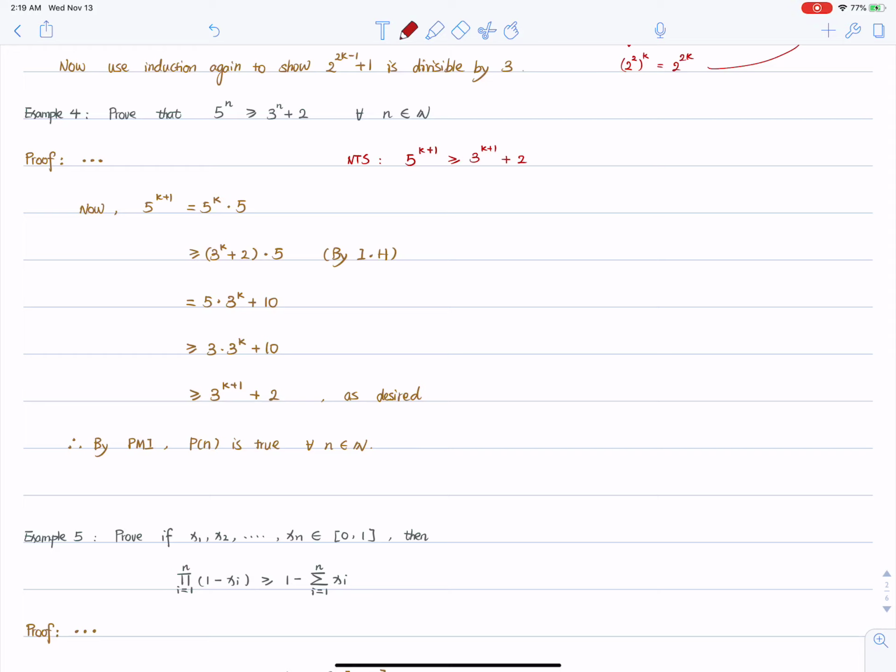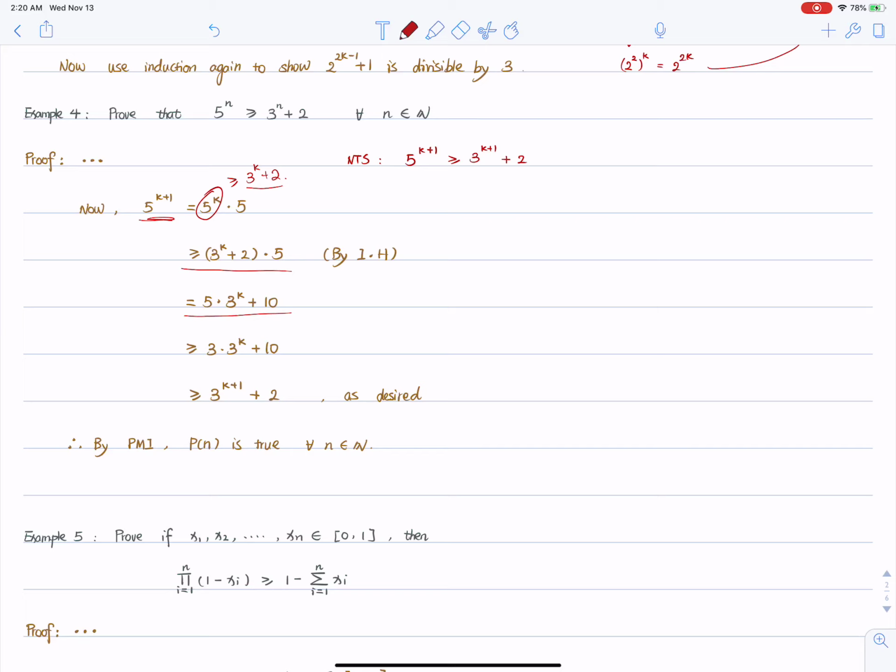So we start with the left hand side. We have 5 to the k plus 1. We can write it as 5 times 5 to the k. Okay, well, we have this. We know that by our hypothesis, this whole thing would be smaller than or equal to 3 to the k plus 2. So we use that for the next step. So we substitute this by this. We get this. Okay, now I open it up, I'll get this.